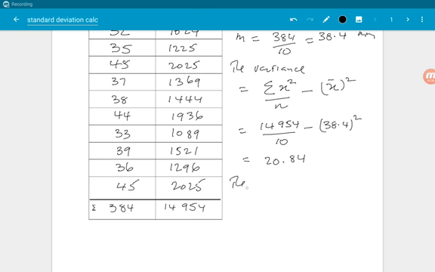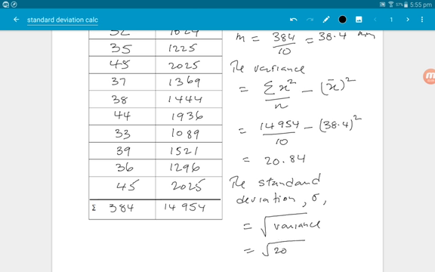The standard deviation, which is represented by the symbol sigma, is just equal to the square root of the variance. So that's equal to the square root of 20.84, which is equal to about 4.6 millimeters.